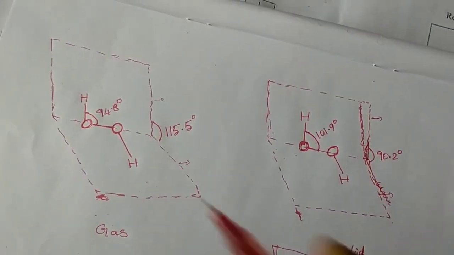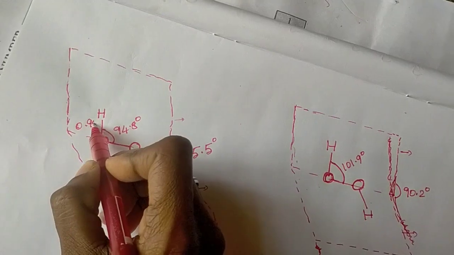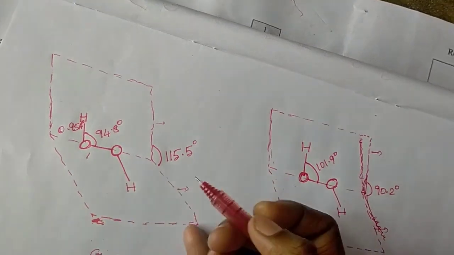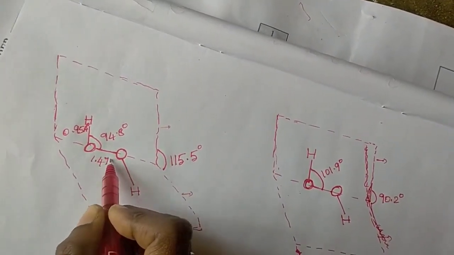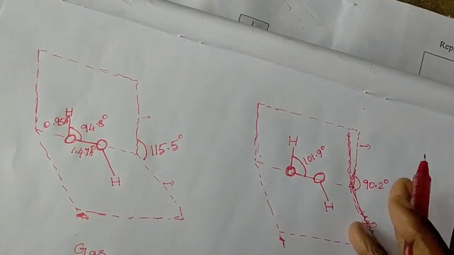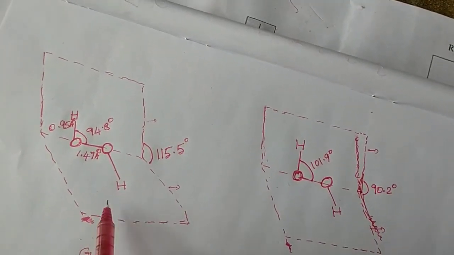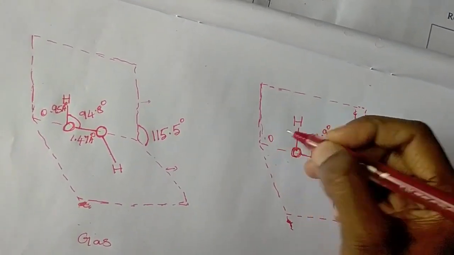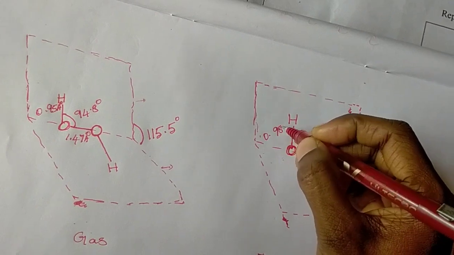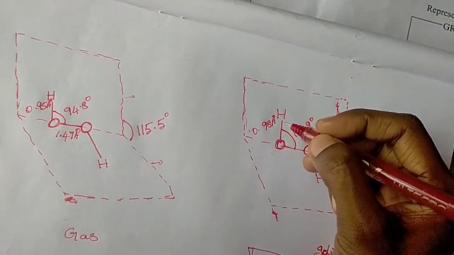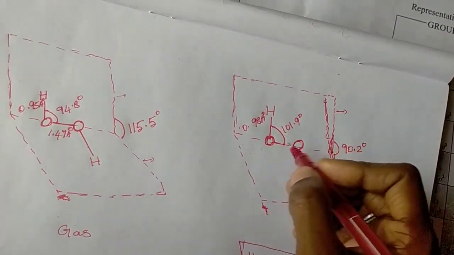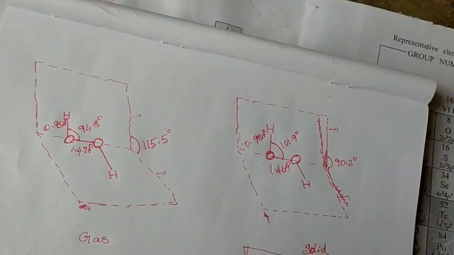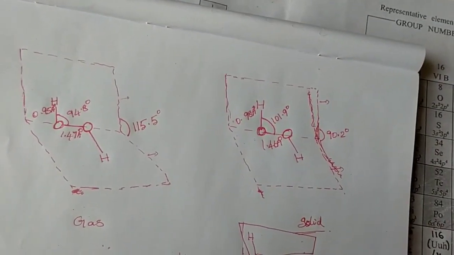And the measurement here, the bond length of that bond is 0.95 angstrom, and here it is 1.47 angstrom. This differs in the solid phase from the gaseous phase. In the solid phase you have 0.98 angstrom for this bond and 1.46 angstrom for this one. This is the structural explanation of hydrogen peroxide.